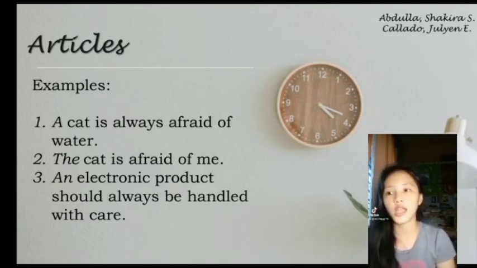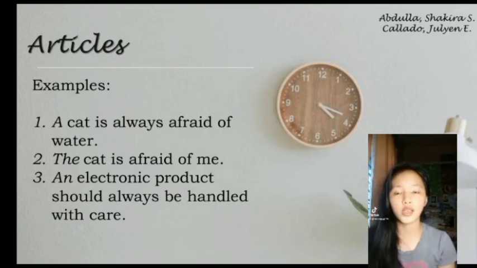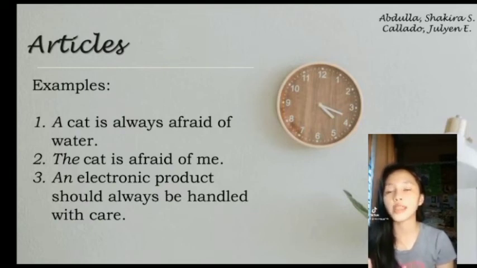As you notice here, a or an is used for an unspecific noun or pronoun. Number 1, a cat. A cat is described here, where he or she is unsure of what kind of cat. And then number 3, an electronic product. So there are a lot of electronic products. It could be the air conditioner, the television, refrigerator, and so on. And then number 2, you will notice here that it is a specific noun, the cat. The cat is afraid of me.